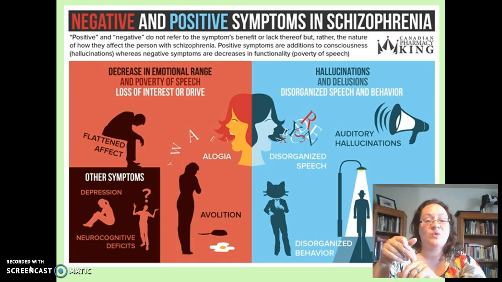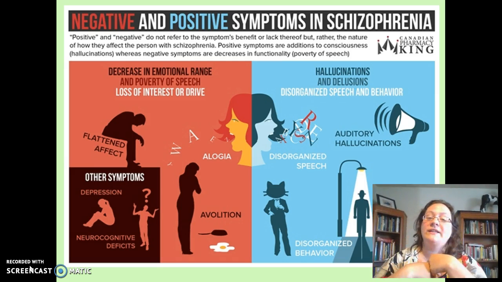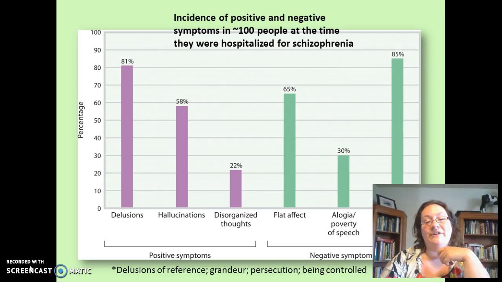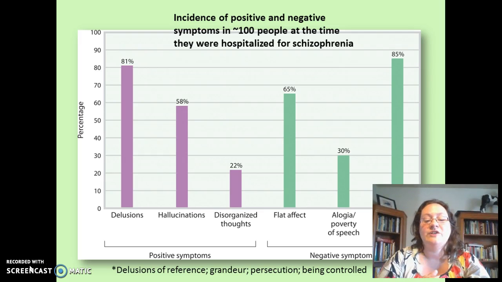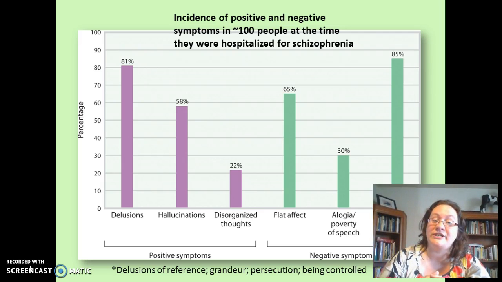We also see disorganized speech patterns, so kind of a word salad, speaking very quickly but not making a lot of sense, and other forms of disorganized behavior. So what this graph shows is an incidence of both the positive and negative symptoms in about 100 people at the time they were hospitalized for schizophrenia. So we can see of the positive symptoms, the most common things that people report are delusions.